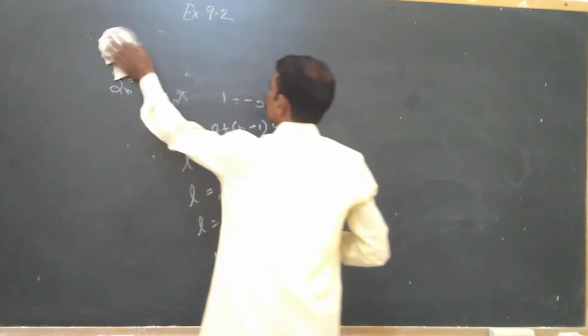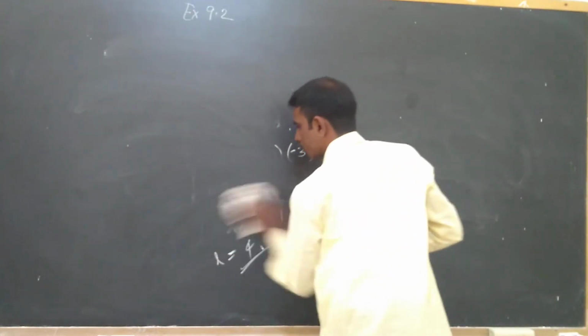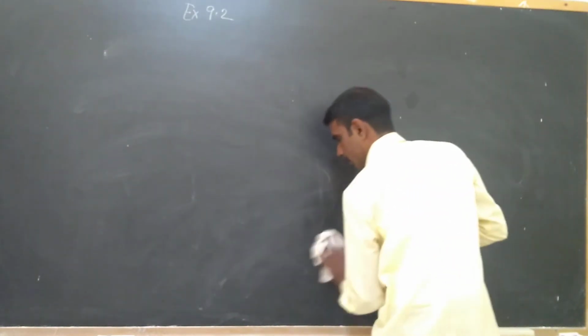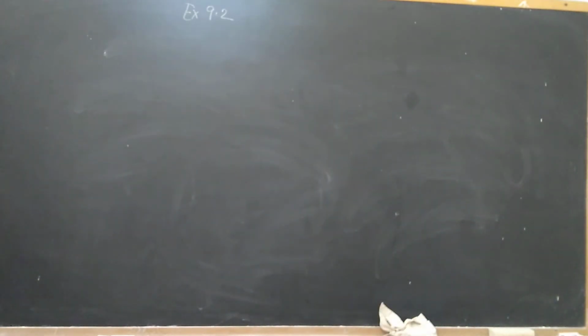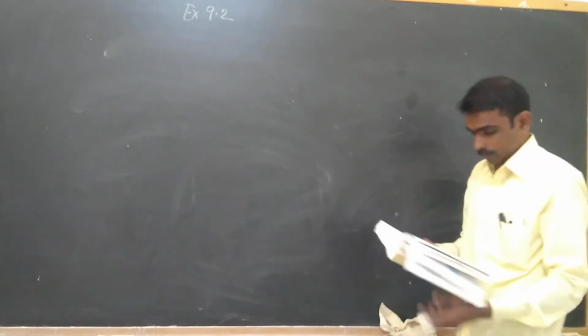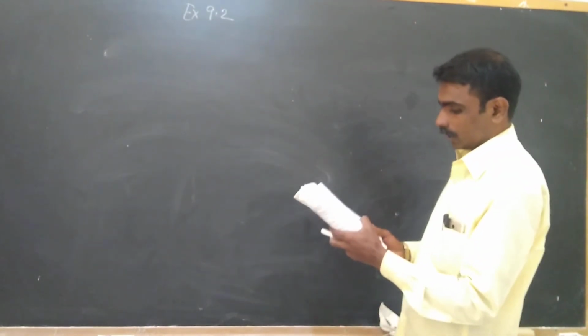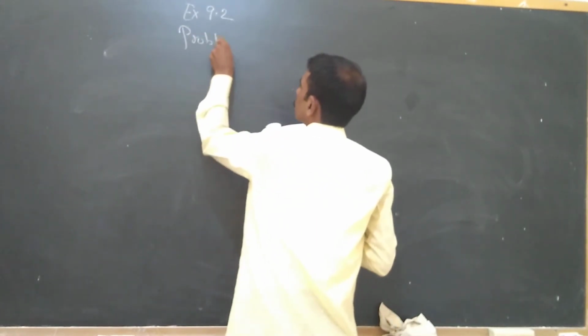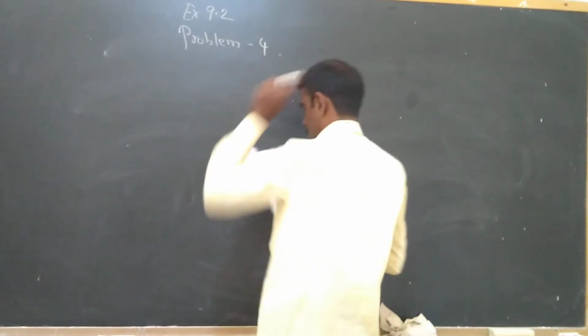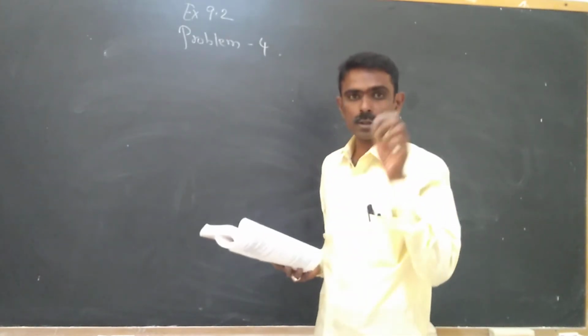Now, the next problem that I am going to take is of similar type. That is from exercise 9.2 only, and the problem number is 4. How many terms of the AP?